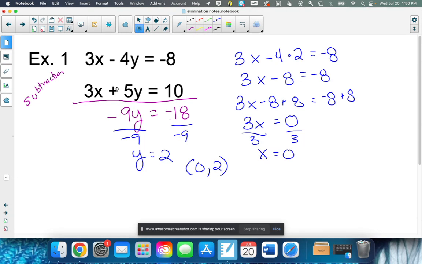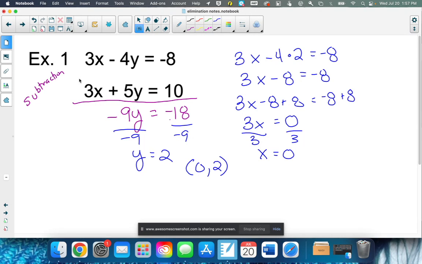And again, neither one of these equations is solved for a variable. And if I were to graph these using x and y intercepts, I would get some pretty nasty decimals, and I don't want to have to graph those. It makes my graph really hard to read. So this is why this method actually works better.